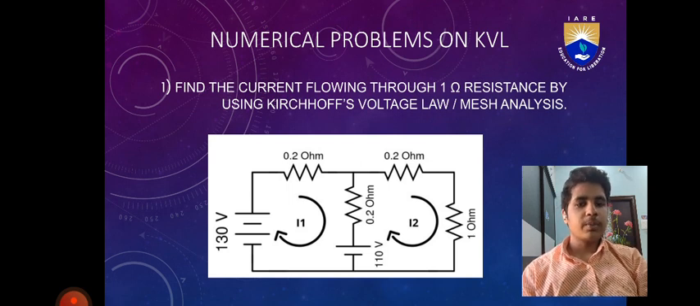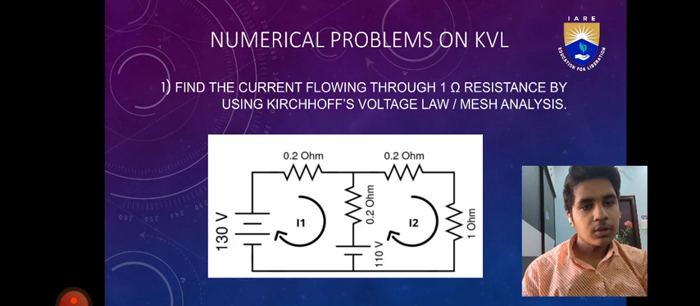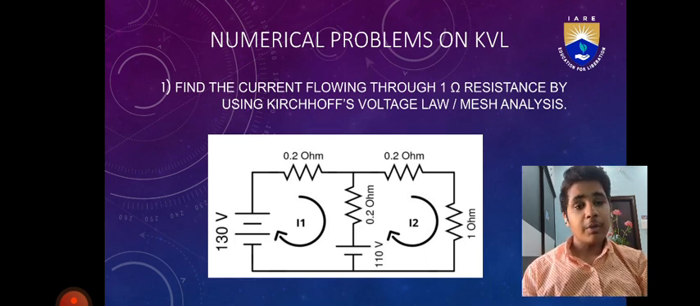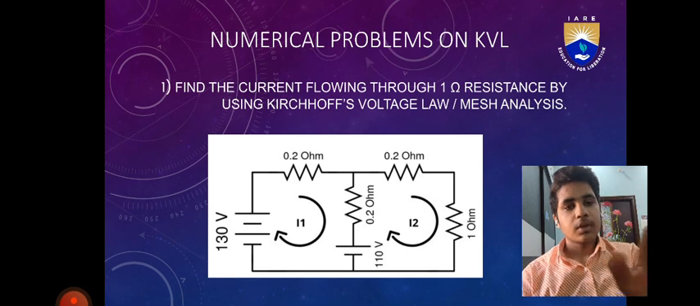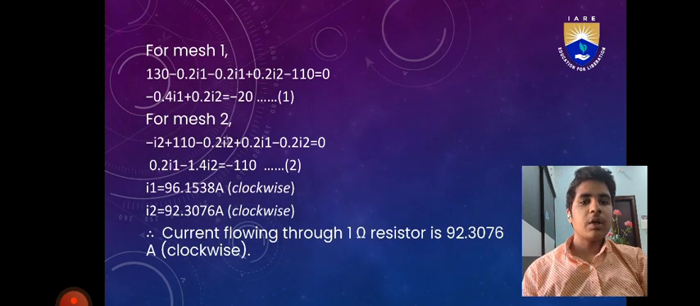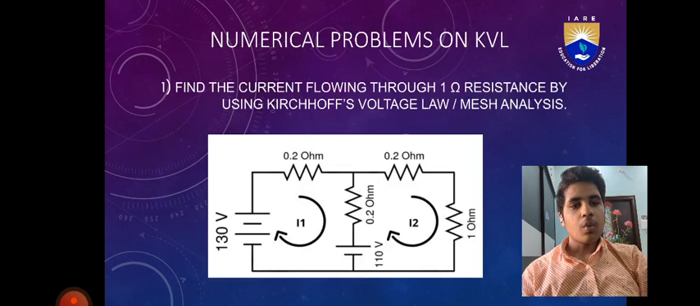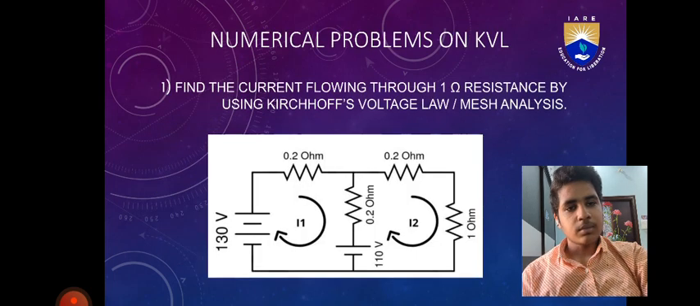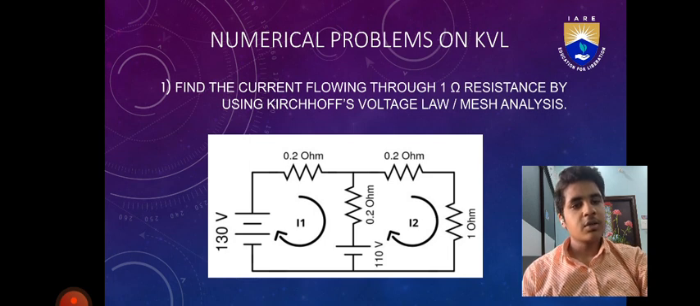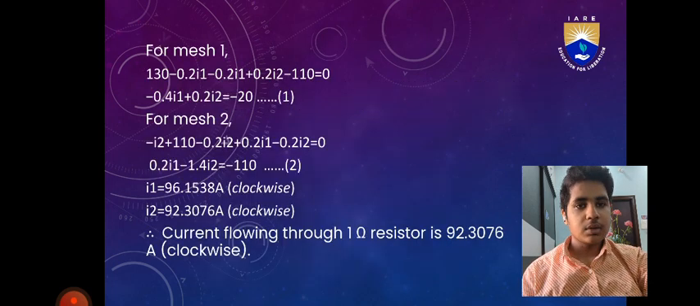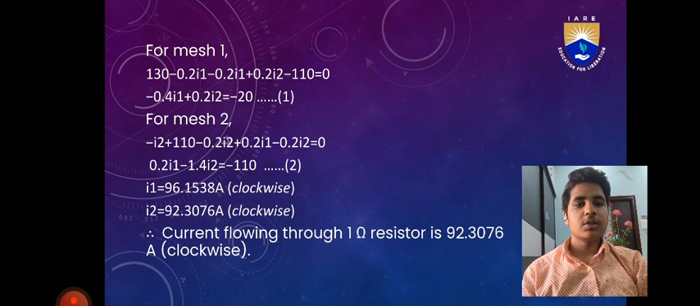130 volts minus 0.2 I1 minus 0.2 I2 plus 0.2 I2 is equal to 0. So minus 0.4 I1 plus 0.2 I2 is equal to minus 20. So for mesh 2, minus 110 volts plus 0.2 I2 plus 0.2 I2 plus 0.1 I2 minus 0.2 I1 is equal to 0. So 0.2 I1 minus 1.4 I2 is equal to minus 110.